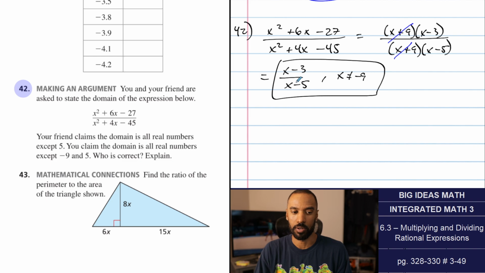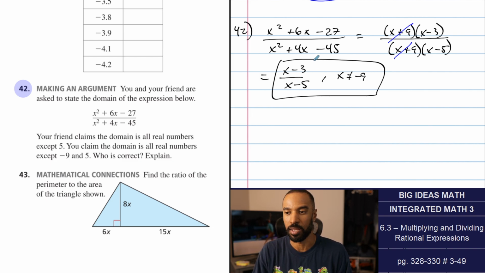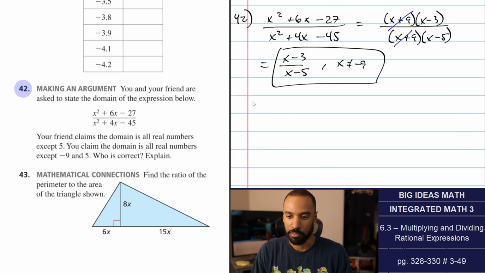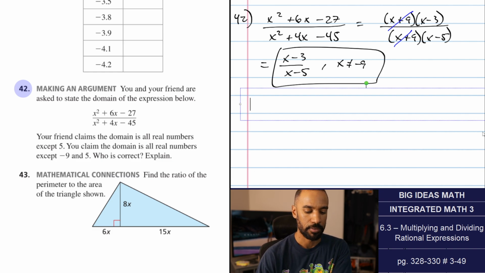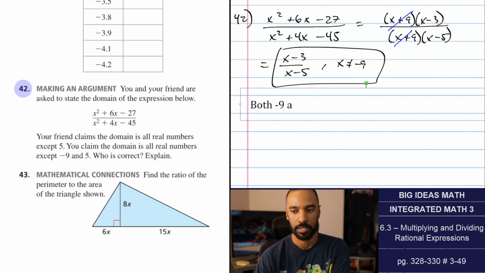You claim the domain is all real numbers except -9 and 5. Who's correct? Explain. It's interesting. I thought they would have said your friend claims it can't be anything but -9. Now it is -9 and 5, but both numbers are restricted. Both -9 and 5 are excluded from the domain.